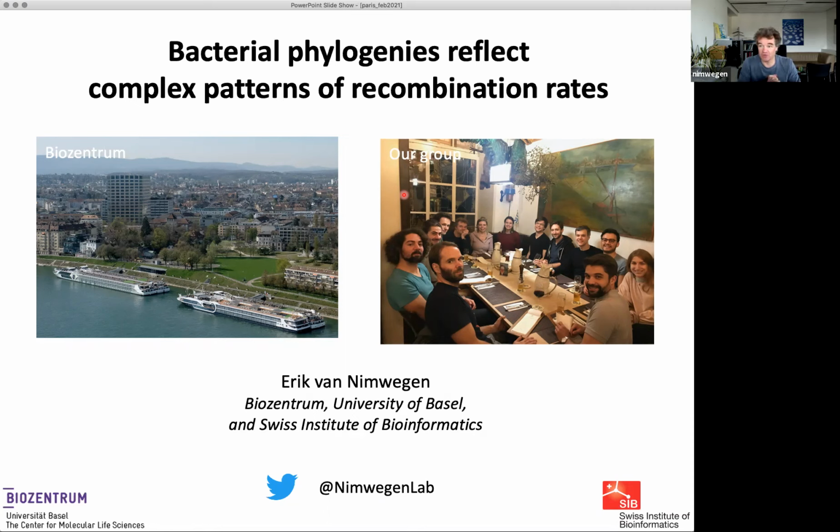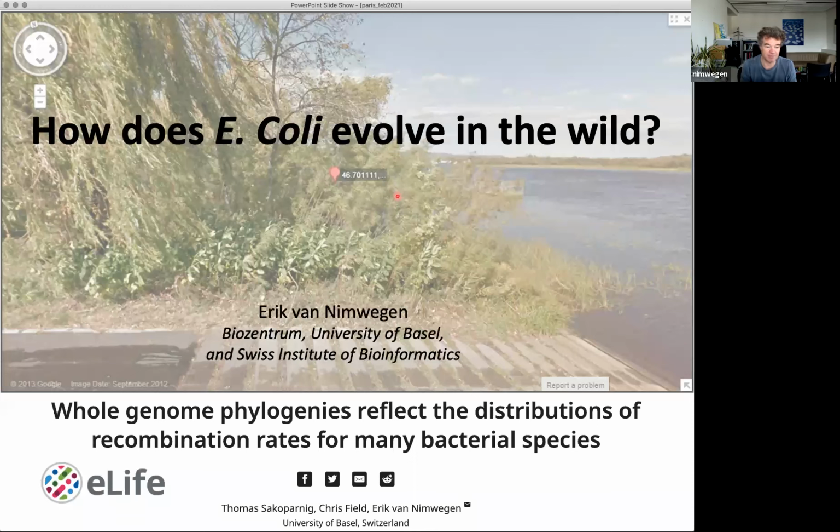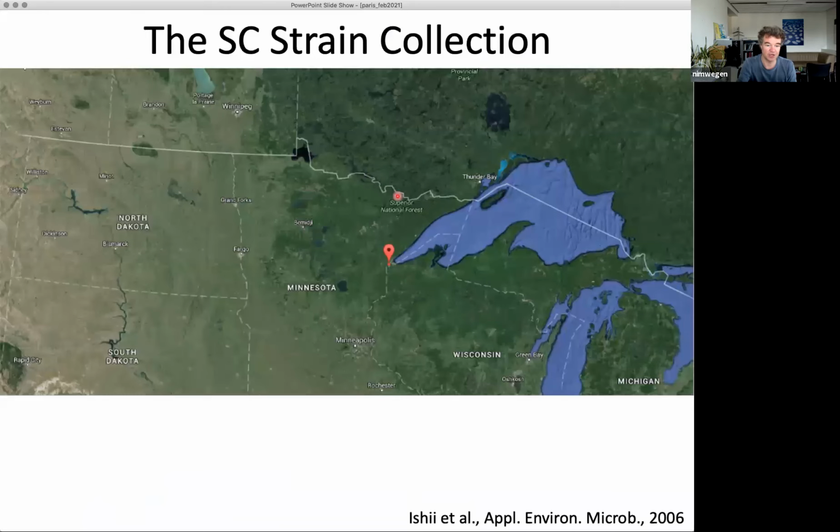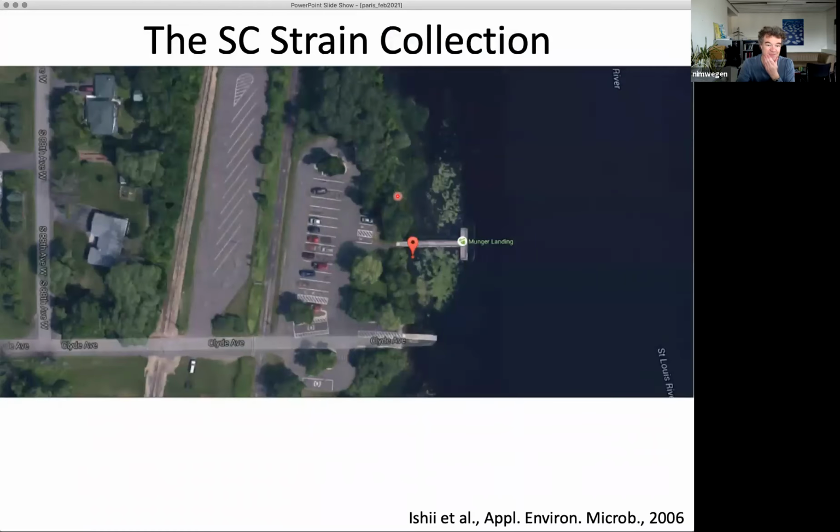So I'm going to talk to you a little bit about some of the things we learned from a project where we wanted to look at evolution of E. coli in the wild. And when I say the wild, this is a picture of the wild. This is on the shore of Lake Superior in Minnesota. There's a parking lot with a landing where you can launch your boat, or you can go fishing.